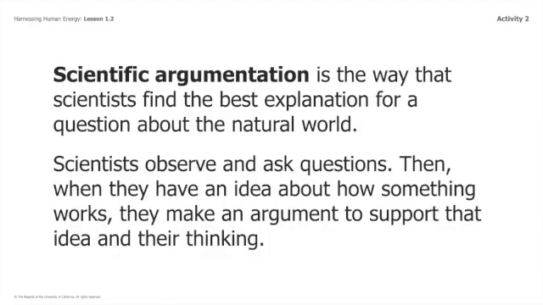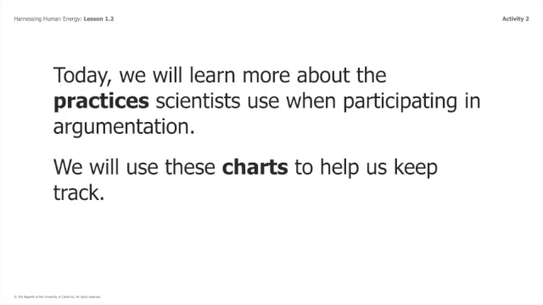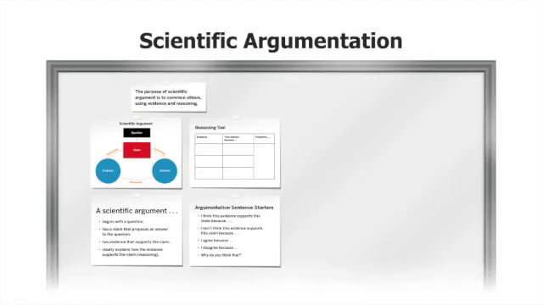So a scientific argument is a way that scientists find the best explanation for questions about the natural world. Scientists observe and ask questions. Then, when they have an idea about how something works, they make an argument to support that idea and their thinking. Today, we will learn about the practices scientists use when participating in argumentation. We'll use the charts to help keep track. Normally, I would post this on the classroom wall, but you'll have these available to you in other places, such as Google Classroom and such, so not to worry.